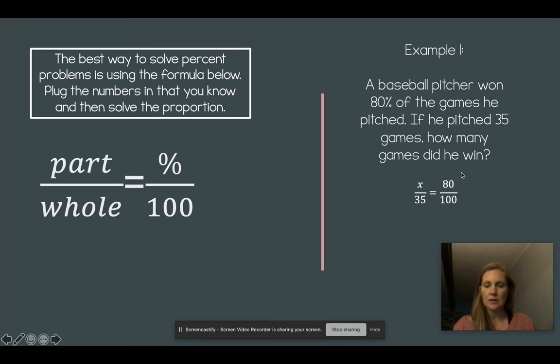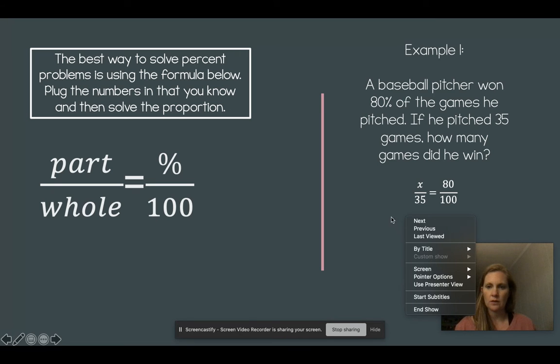And then we're going to simply solve this as we solve proportions. You can do this a few ways. You can do 35 times 80 divided by 100, or you can set it up as an equation. You can do 100 times x would be 100x, and then 80 times 35.